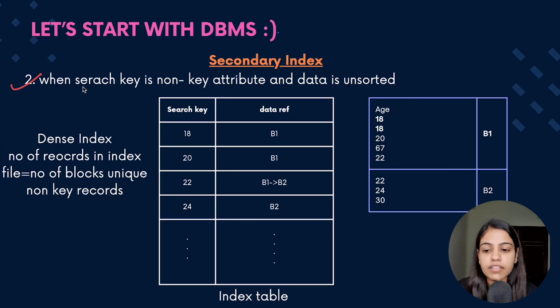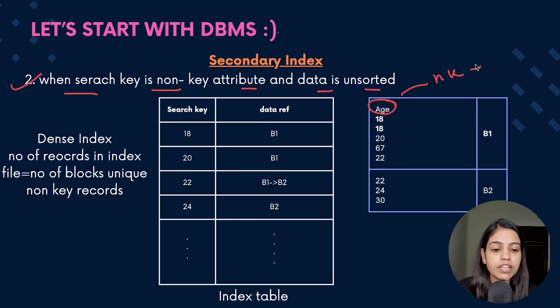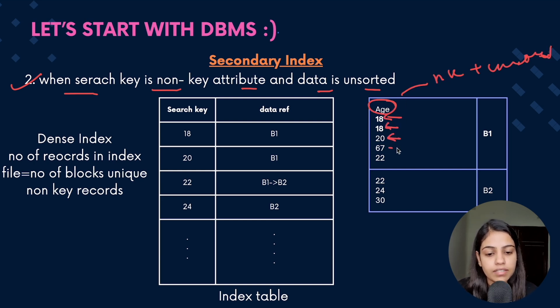Now coming to the next case, when the search key is a non-key attribute and the data is unsorted. Here age is a non-key attribute and the data is also unsorted. Here you can see what is happening. Age is 18, 18, then 20, then 67, then 22, 22, 24 and 30. The data is unsorted, there are some duplicate values, and it is a non-key attribute. Now in this case, how will the indexing happen? Here we can see that 22 occurs in block pointer B1 as well as in B2.